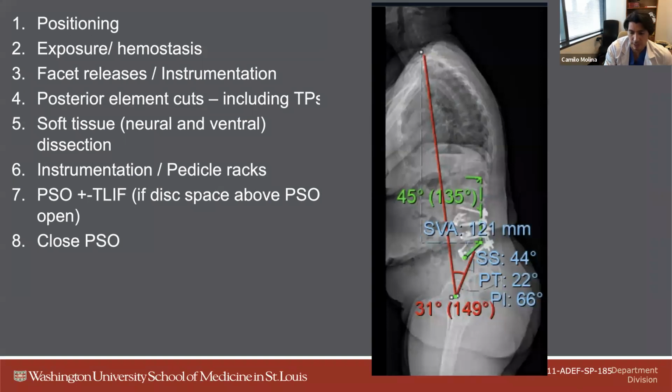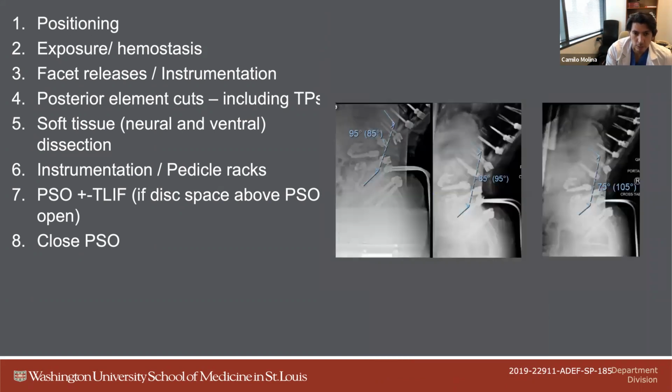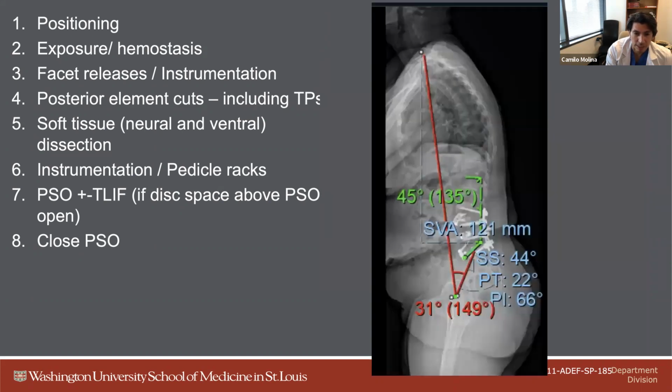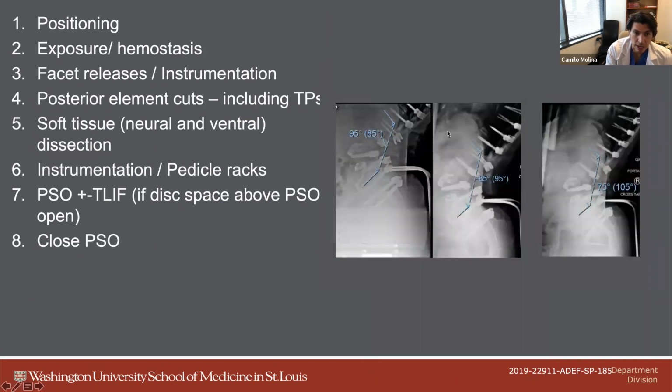Once again, I use that pro-axis table to close the PSO. I will say, though, this has been a learning experience. One of the first times that I used this table in this case, I found that the table was way more powerful than I expected. And I brought this patient who originally had 45 degrees to 95 degrees. And, I basically freaked out.